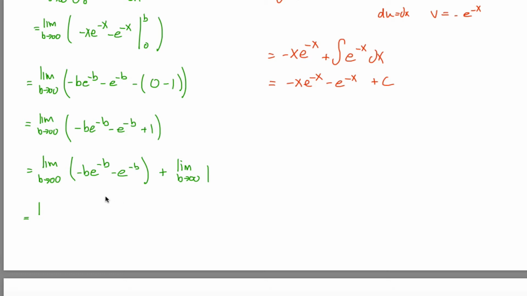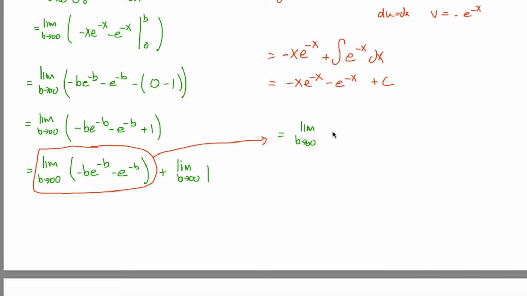Maybe I need more room. The limit as b approaches infinity of, how about this? Circle this first one here. Then I'll deal with that up here. And say that that's equal to the limit as b approaches infinity of e to the negative b. I could think of as being down on the bottom of this fraction. So I got negative b minus 1 divided by e to the positive b.